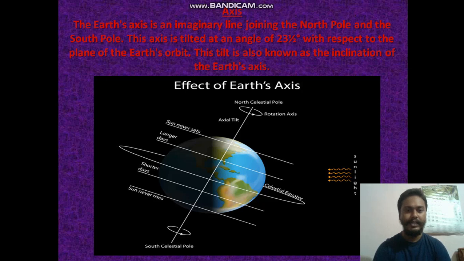Because of this, it is a little tilted. Some parts have longer days because they get more sunlight, and some have shorter days because they get a little less sunlight, as the earth is tilted.